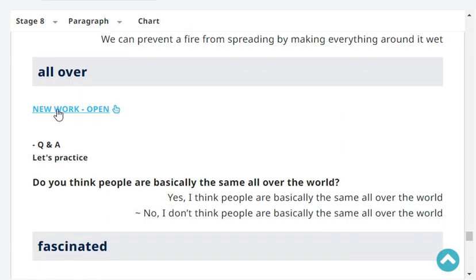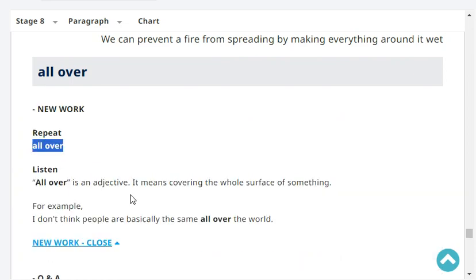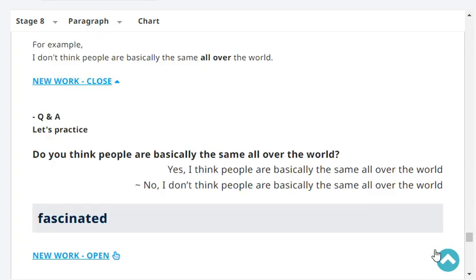Next, repeat all over. Very good. Okay, listen. The word all over is an adjective. It means covering the whole surface of something. For example, I don't think people are basically the same all over the world.